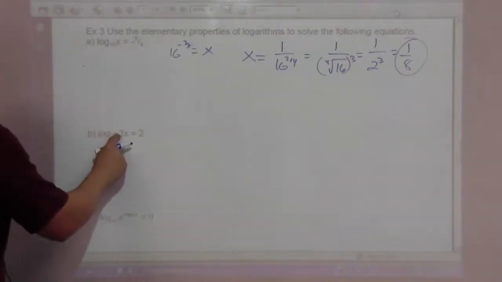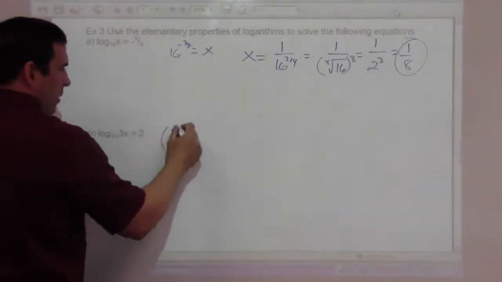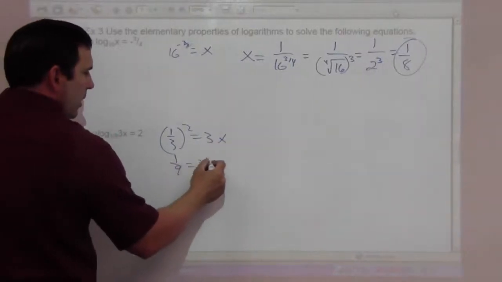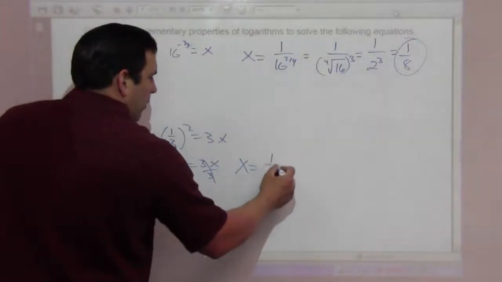B, log base 1/3 of 3x equals 2. This means 1/3, this base, to that power, the 2, equals 3x. So 1/9 equals 3x. Dividing both sides by 3, x equals 1 over 27.